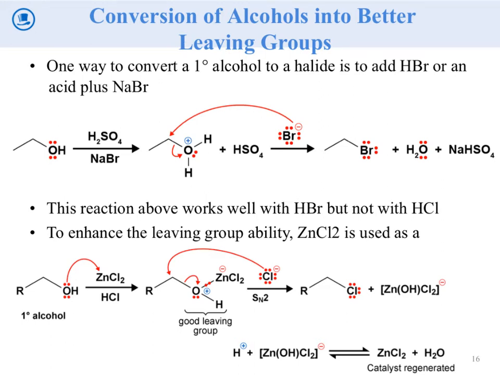So there are 4 ways to activate an alcohol. Basically, all we're talking about is turning it into a good leaving group so we can substitute it. We want to get rid of this OH. We want to turn it into a good leaving group so we can put something else there. We want to substitute this.